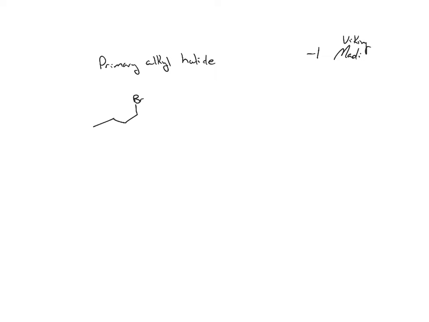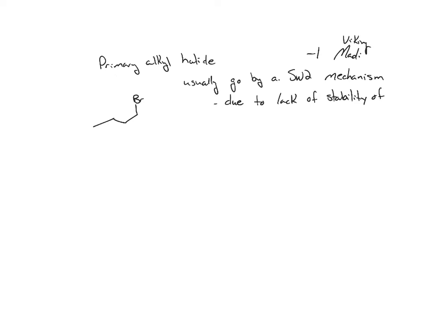And we know primary carbocations are not very stable. So in this case, primary alkyl halides usually go by an SN2 mechanism. Okay? And this is due to two things. Due to the lack of stability of the primary carbocation.